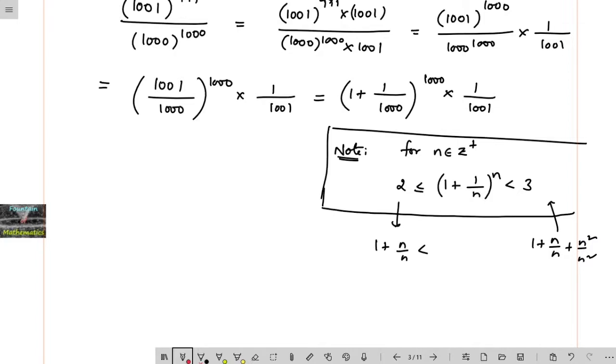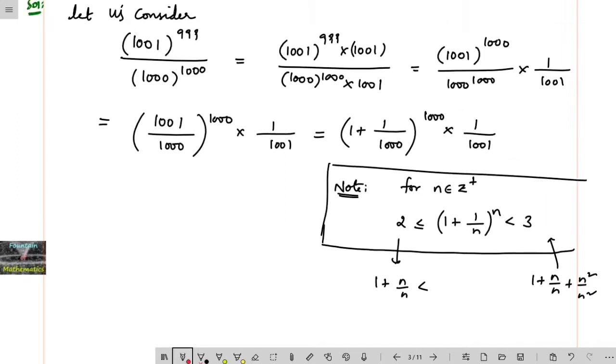Okay, now for now just remember, for n belonging to the positive integers, 2 is less than or equal to (1 plus 1 upon n) whole power n, which is less than 3. It lies between 2 and 3. It can be equal to 2 also. And so what is this answer? We can say (1 plus 1 upon 1000) whole to the power of 1000 must be less than 3 only.